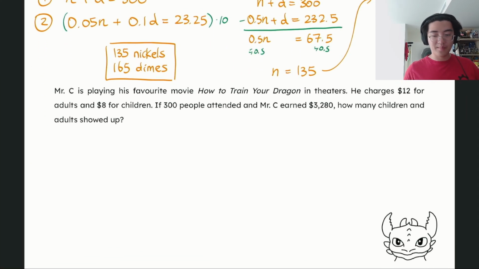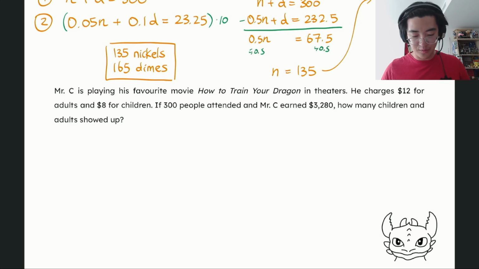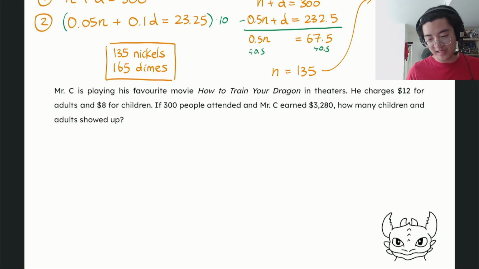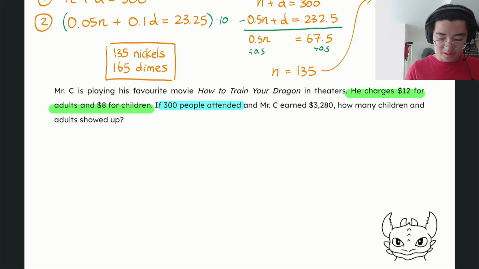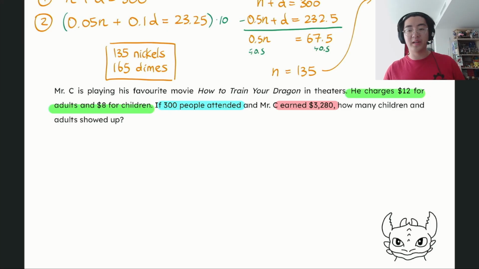Okay, next question. So, Mr. C's playing his favorite movie, How to Train Your Dragon. Absolute banger of a movie, or banger of a series, actually. First piece of information, he charges $12 for adults and $8 for children. Second piece of information, 300 people attended. And we also know that Mr. C earned this much money.